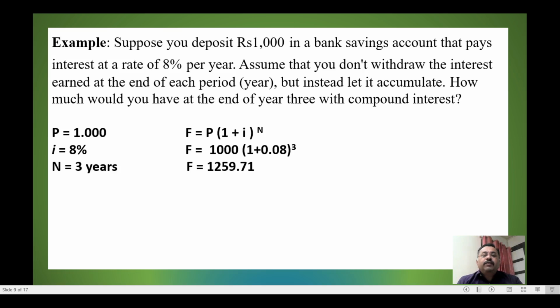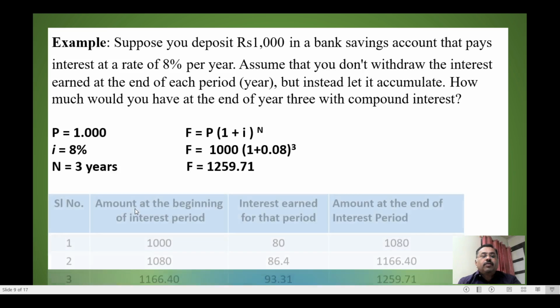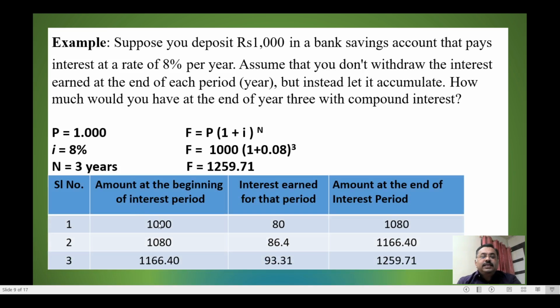The formula which we will be using, what we have to calculate is the future amount. F is equal to P into 1 plus I to the power of N. F is equal to 1000 into 1 plus 0.08 to the power of 3. Therefore, F is equal to 1259.71 rupees that we will be earning after 3 years. Let us see each one of the steps for the 3 years of what we are going to earn with the 1000 rupees, a simple calculation that we will be giving here.